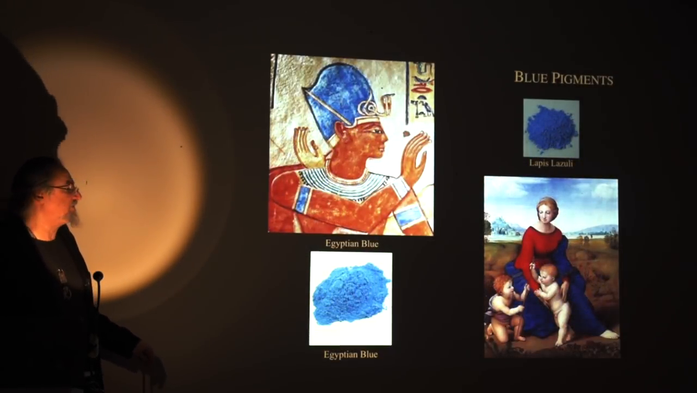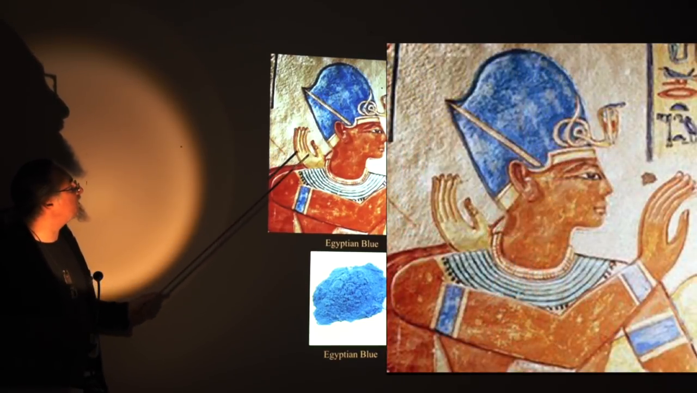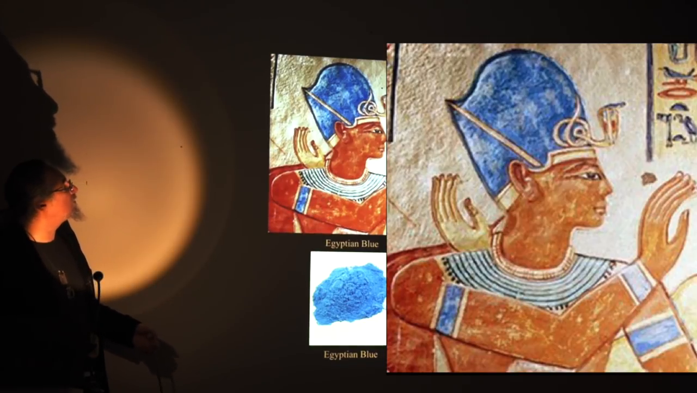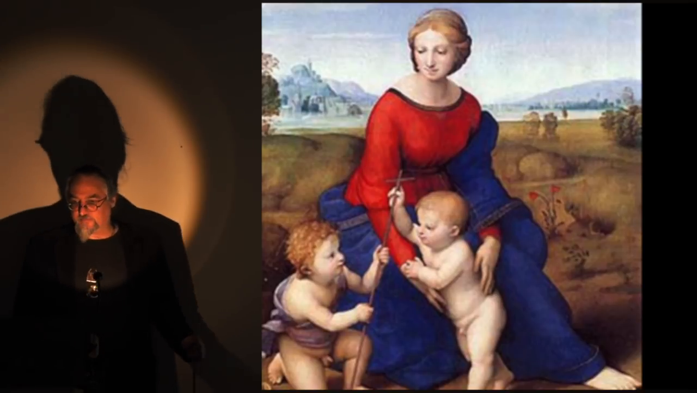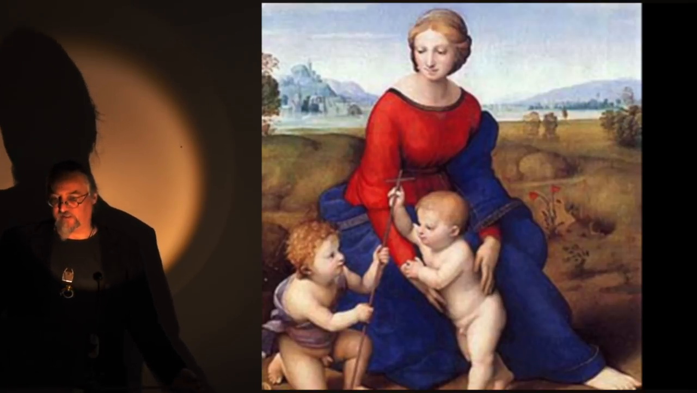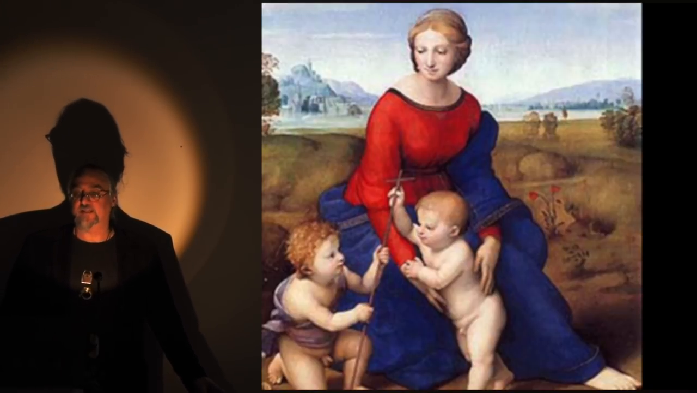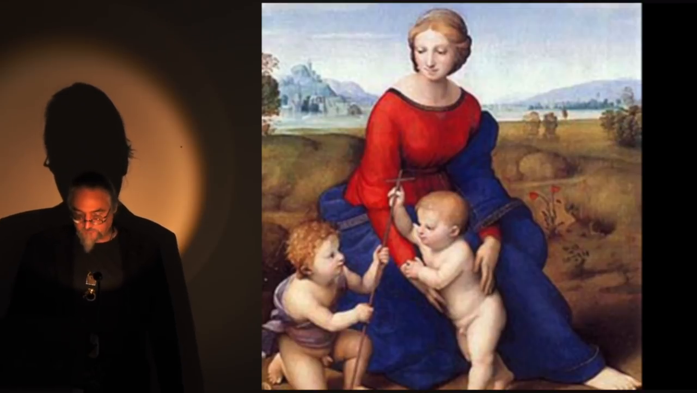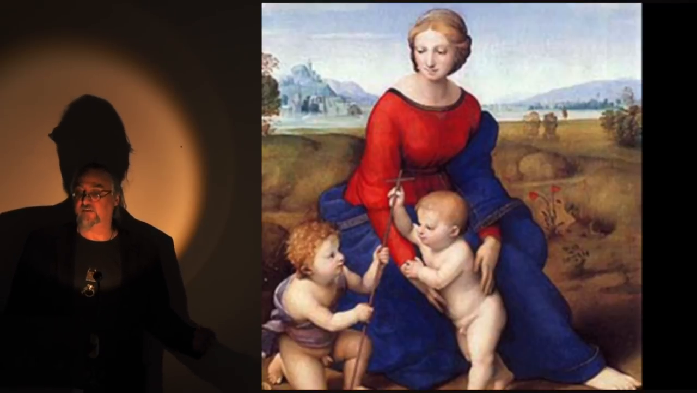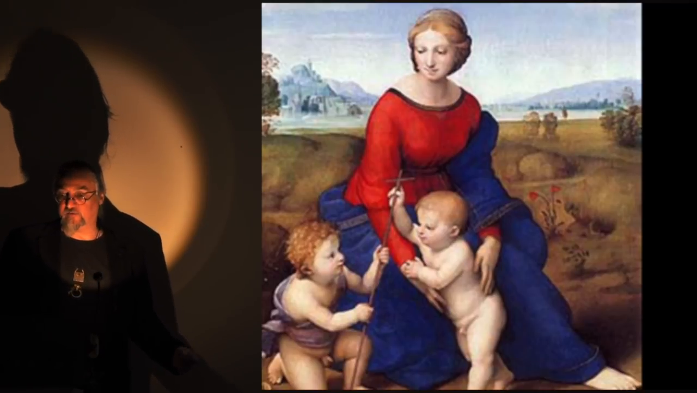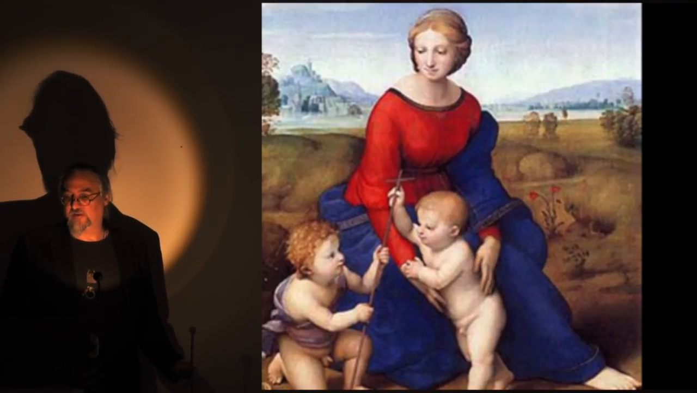Here is a good example of Egyptian blue in the headdress of this figure here, as well as the armbands and its unique quality. On the far right, Raphael, this beautiful Virgin that we have here in the Kunsthistorisches Museum in Vienna. And of course, the robe would be in lapis lazuli during the Renaissance, when artists were commissioned to create works. It was even stipulated in their contracts how much lapis lazuli would cost and how much would be used and so on, because it was such a precious pigment.